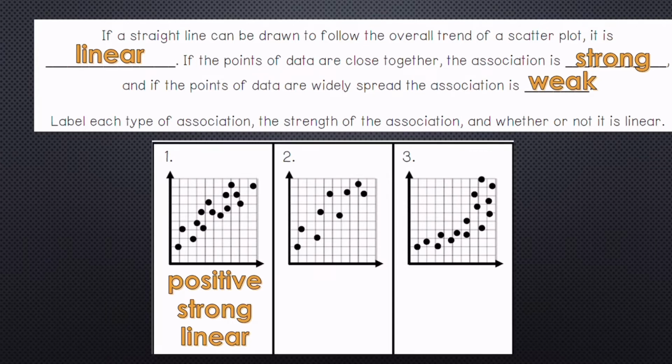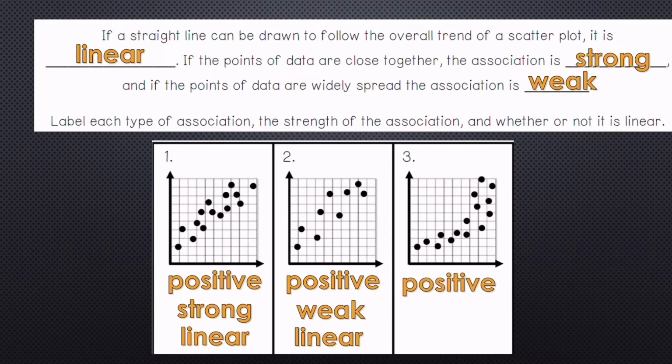So you can still have a positive association, it's going up. But the points are more spread apart here, so it's weak. But again, it is linear because they're basically forming a line. Number 3, though, kind of has a similar trend. It's going up, so it's positive. They are close together, so it's strong, but it's a curve, so it's nonlinear.